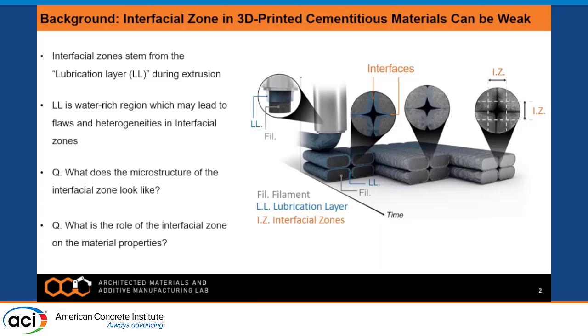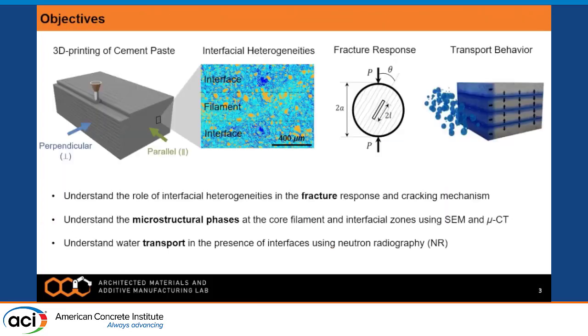Now this brings us to the question, what does the microstructure of the interfacial zone look like, and how does this interfacial zone affect the mechanical properties of the 3D printed material? Coming from those two questions, the three objectives of the study are to understand the interfacial heterogeneities in the fracture response and cracking mechanism in the two orthogonal directions of the 3D printed sample, and to understand the microstructure phases at the core and the interfacial zone using scanning electron microscopy and micro-CT. And finally, we will be understanding the transport phenomena and effect of those microstructural heterogeneities using neutron radiography.